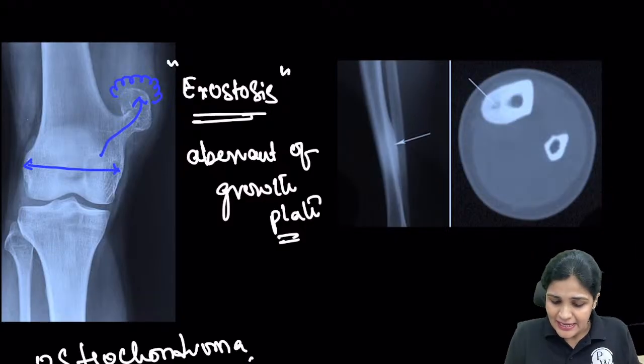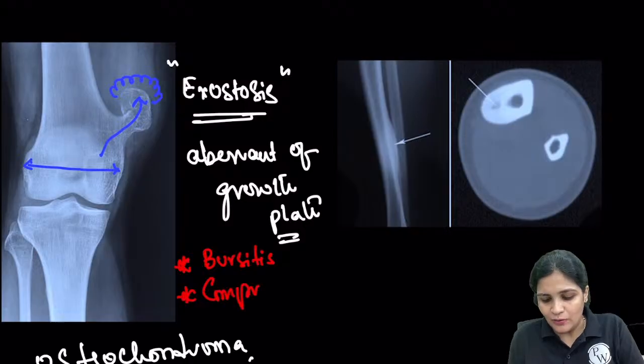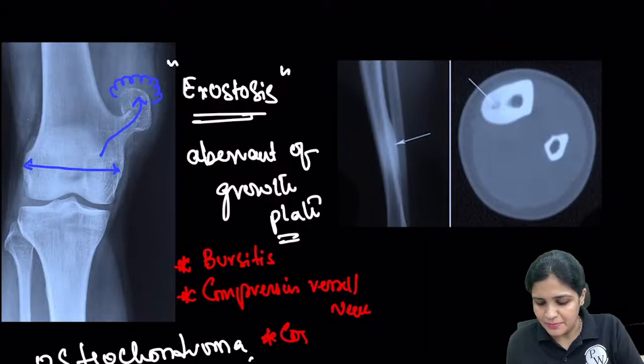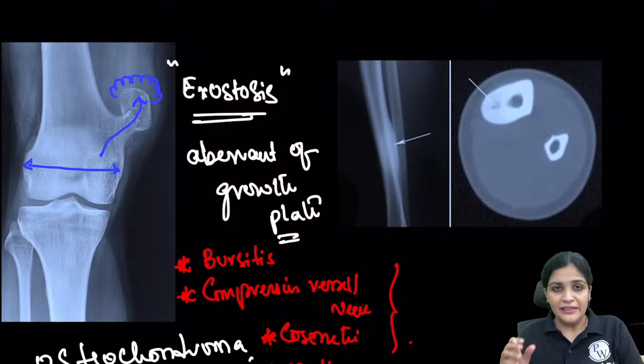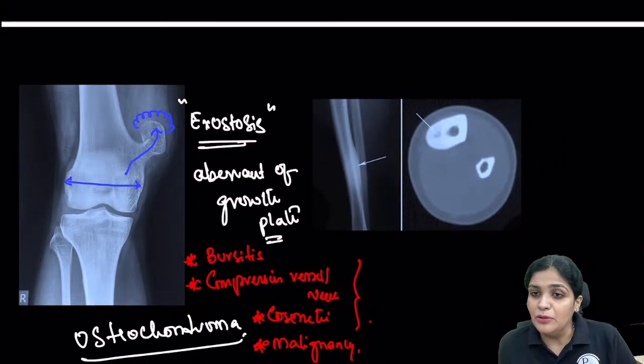What happens is there is a chance of this tumor creating bursitis, or it causes compression over the adjacent vessel or the nerve, right? Sometimes for cosmetic reasons, and sometimes it can turn into a malignancy, right? So these are the few important things which you have to keep in your mind, so that is why people usually go for surgery in case of exostosis, right?